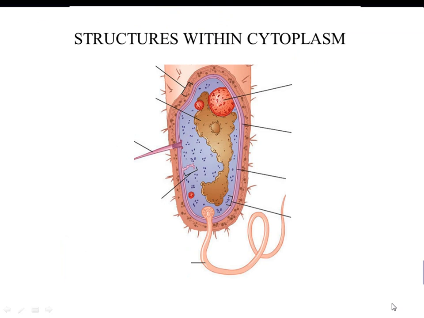Let's look at some other structures within the bacterial cell that may be of interest. All bacterial cells obviously are going to have a chromosome. Bacterial cells have one cellular chromosome. It's circular, and it's illustrated in this illustration by this right here. It's pointing to this right here. That is the chromosome.